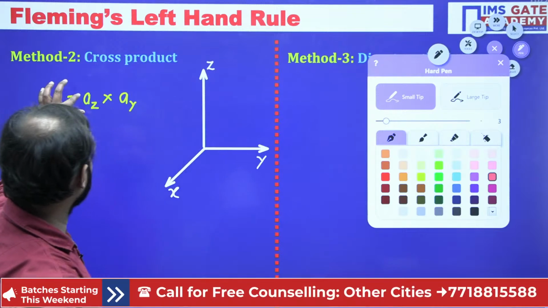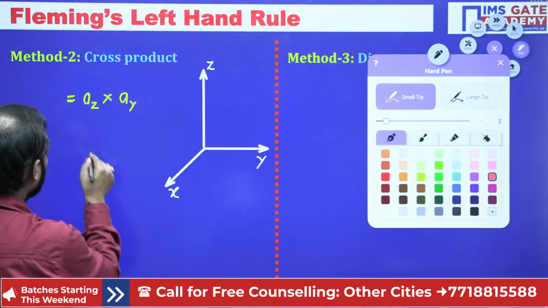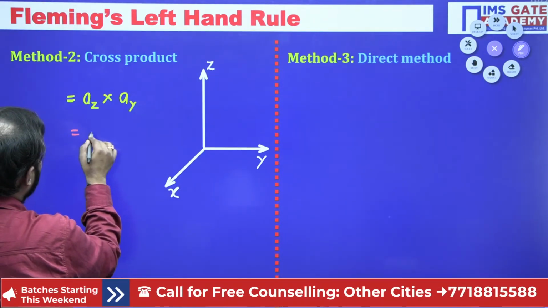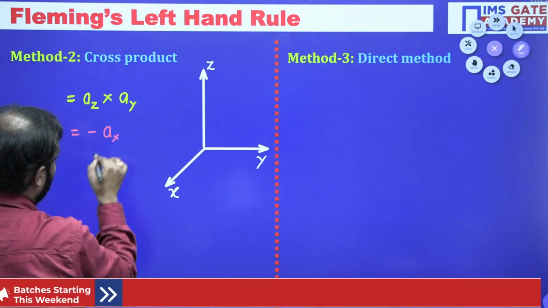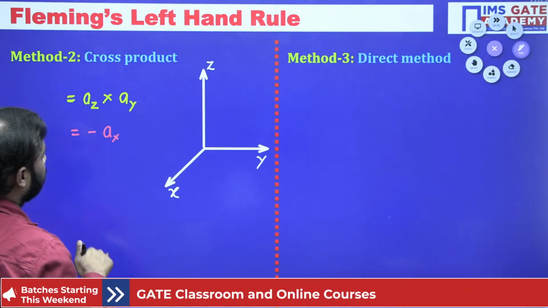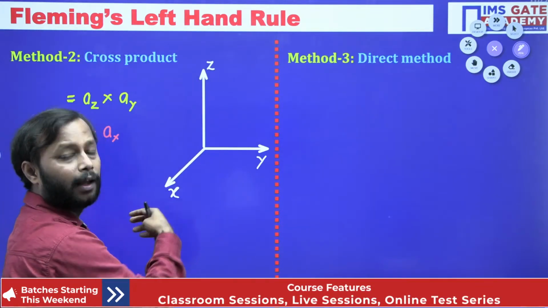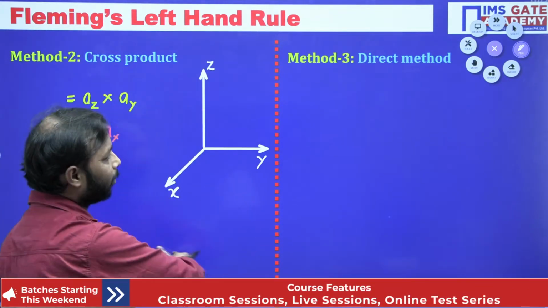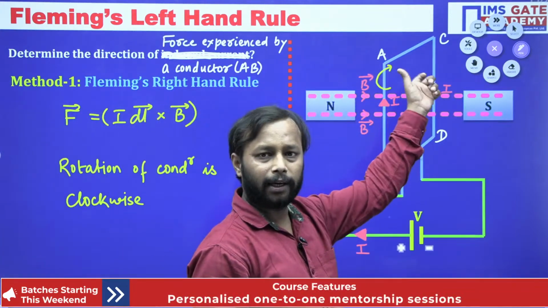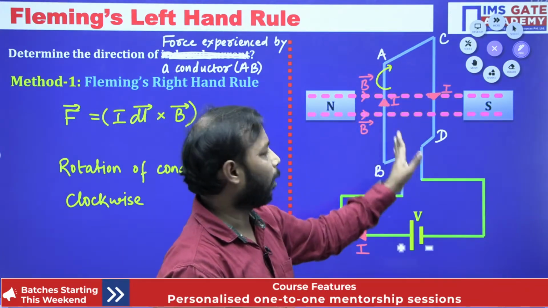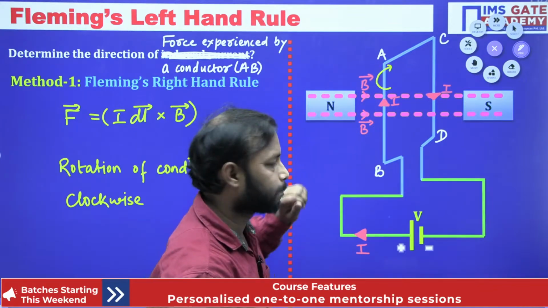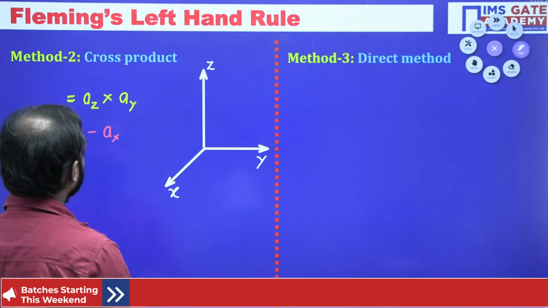All right, so AZ into AY will give the answer as minus AX. So, plus AX means outside, then minus AX means inside. The same direction we have got for the portion AB. Any doubt in this? Done.